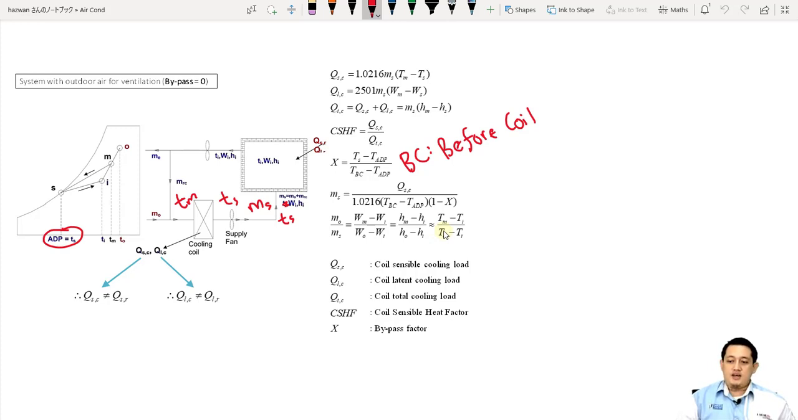So, that's it for the system with outdoor air for ventilation where the bypass is equal to 0. In the next video, I will show you the situation when the bypass is more than 0. Okay, so see you again in the next video. Bye bye.